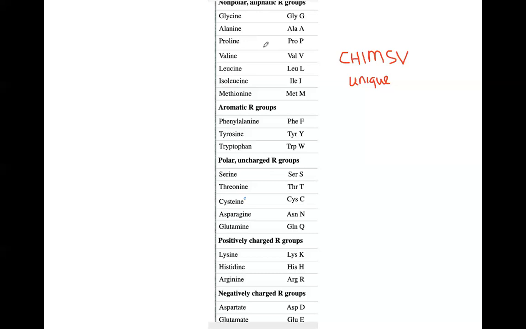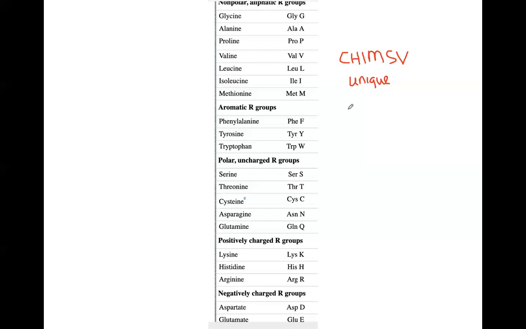Now for 5 others, we're going to assign the letter to the amino acid which is the most common in proteins. For example, leucine. We give it L, even though lysine also starts with L, because leucine is much more common in proteins.